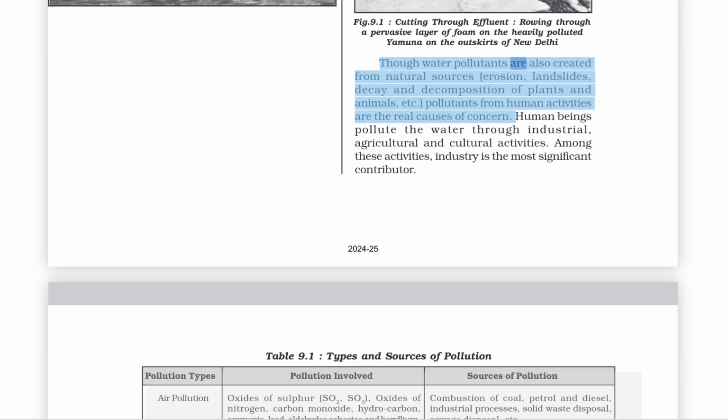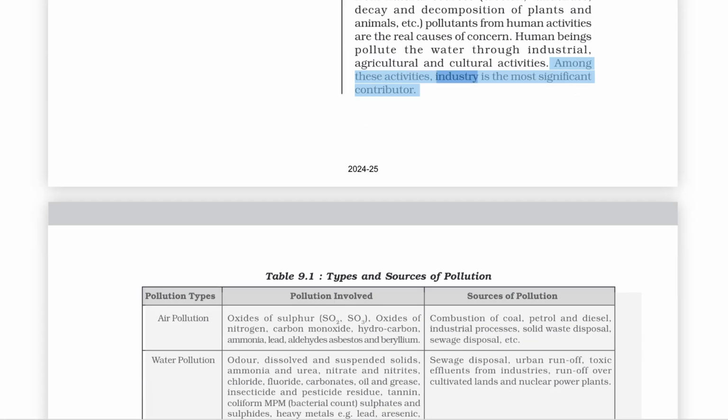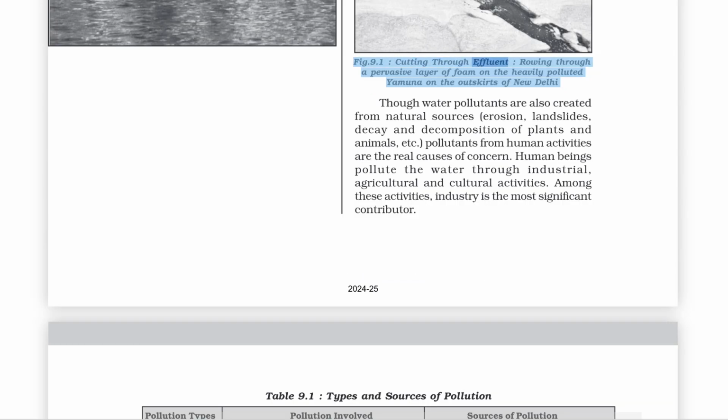The water pollutants are also created from natural sources: erosion, landslides, decay and decomposition of plants and animals, etc. Pollutants from human activities are the real causes of concern. Human beings pollute the water through industrial, agricultural and cultural activities. Among these activities, industry is the most significant contributor. Figure 9.1. Cutting through effluent. Rowing through a pervasive layer of foam on the heavily polluted Yamuna on the outskirts of New Delhi.